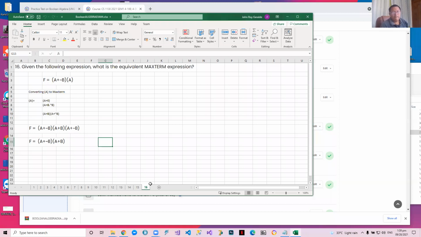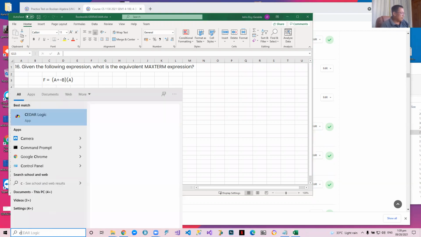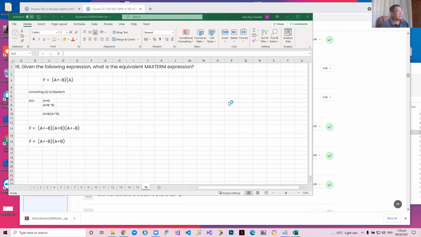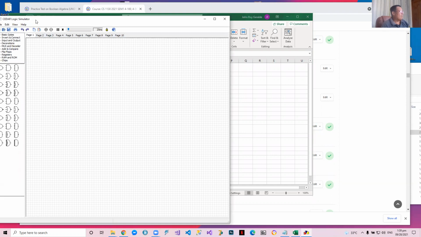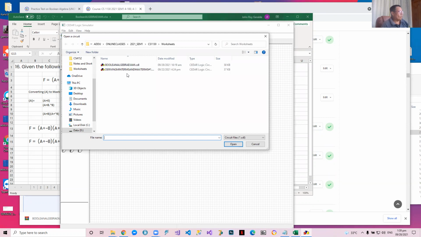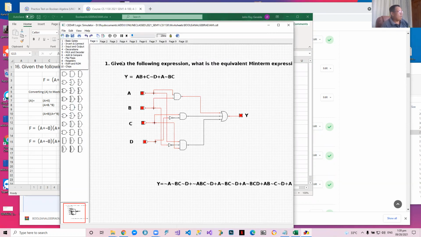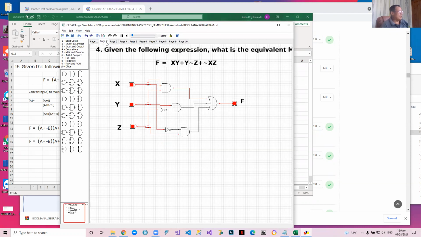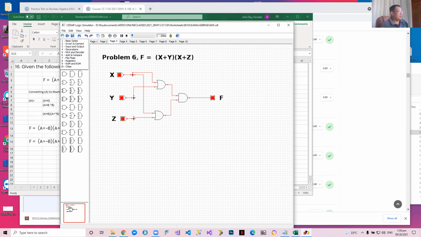1, 2, 3, 4, 5, 14, 15, 16. Okay, do you follow? And then the Cedar Logic file is this. So this is the Cedar Logic file. You have page 1, which is for problem 1. Page 2, which is for problem 4. Page 3, which is for problem 6. There are 3 pages that are used.